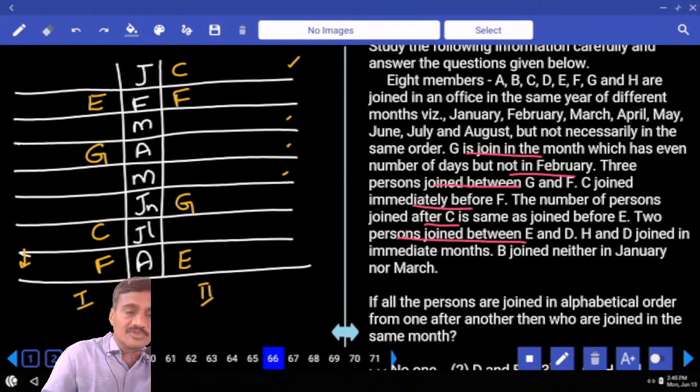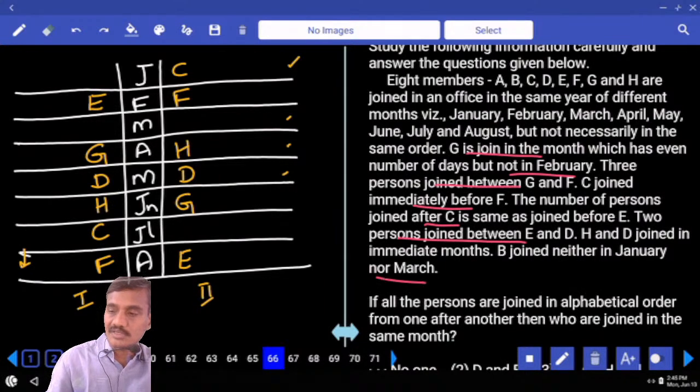And 2 persons between E and D. D is in the month of May in the first case, and in the second case again D is in the month of May. And H and D joined in immediate months. H and D are adjacent to each other. And finally, B joined neither in January nor March. In the first case, B must be either in the month of Jan or March. And according to the last condition, B cannot be in Jan or March.